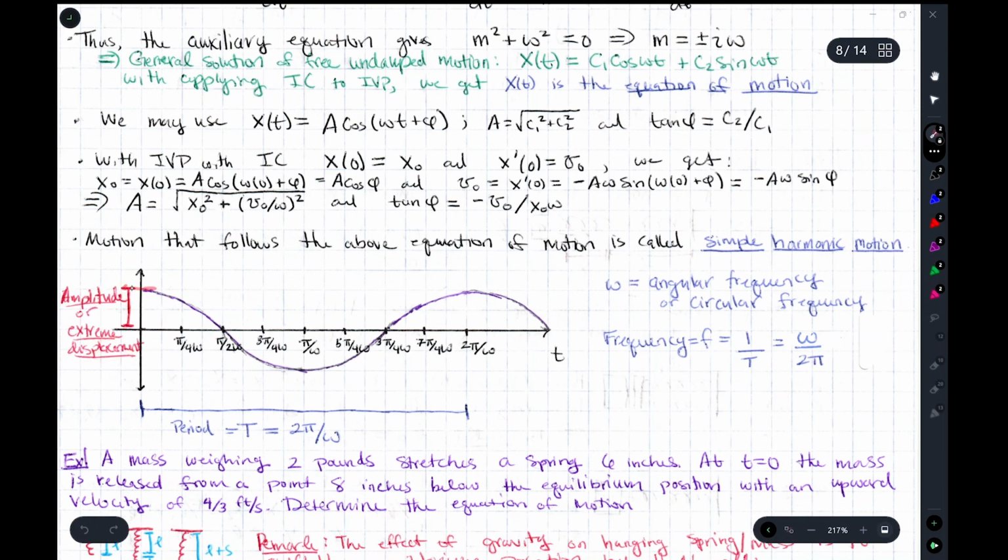No, it's not from the top to the bottom. It's from the top to the equilibrium, or 0. Okay, so that's what the amplitude is. So this is the amplitude. That's the amplitude.